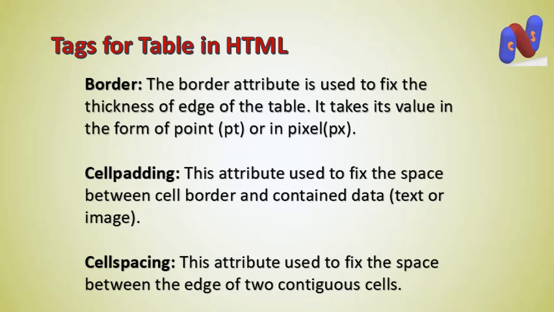Now let's differentiate between cell padding and cell spacing. The cell padding attribute is used to fix the space between the cell border and the contained data. Okay, it is the space between the cell border and contained data, while cell spacing provides space between the borders of two contiguous cells. So you have to learn the difference between cell spacing and cell padding. It is a very important question.